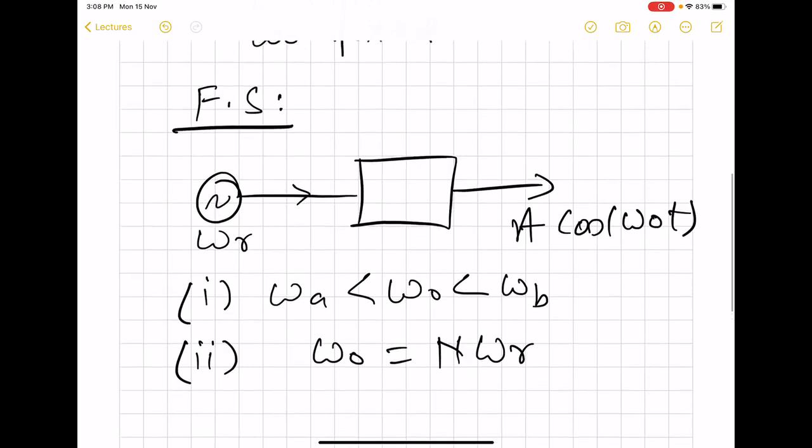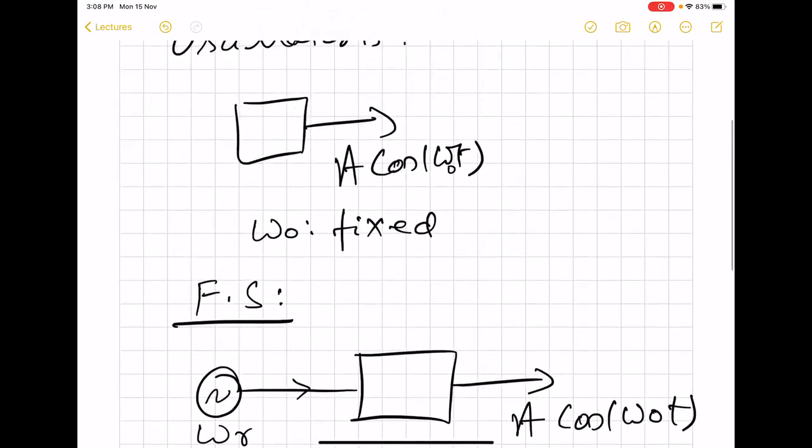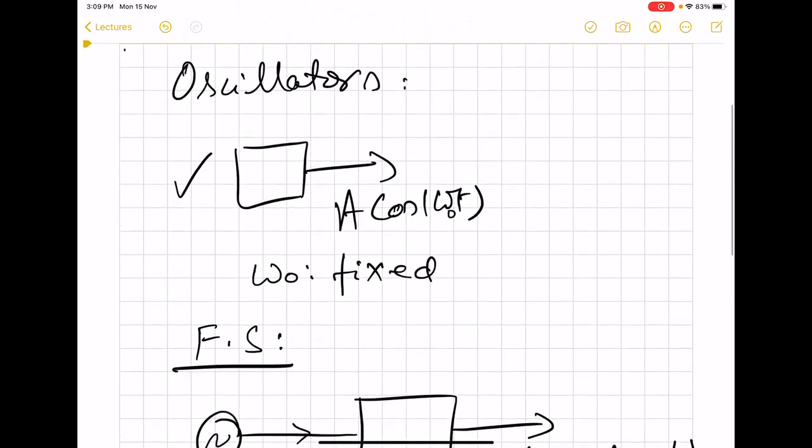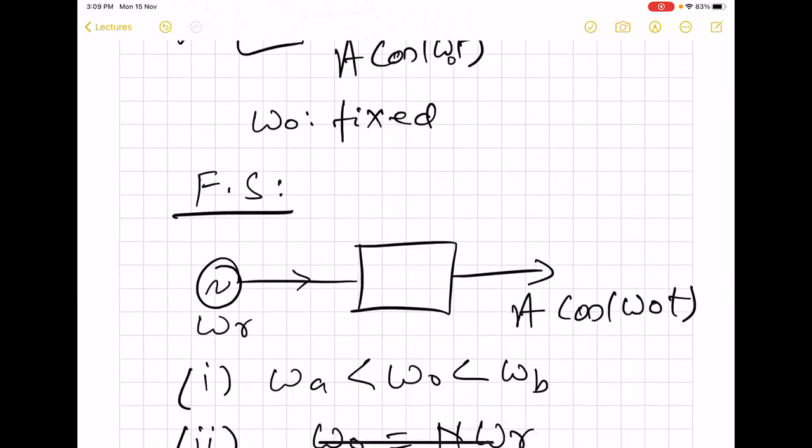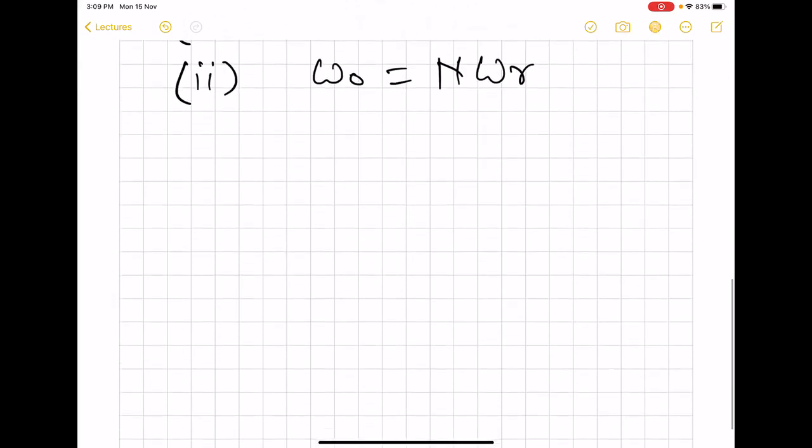And we will see later on that one of the ways of implementing this frequency synthesizer will invariably involve these oscillators that we have studied. But of course, they will be slightly modified. So one of the building blocks of this is going to be an oscillator. There are going to be a few other components as well. So this is the reason why we are interested in frequency synthesizers.